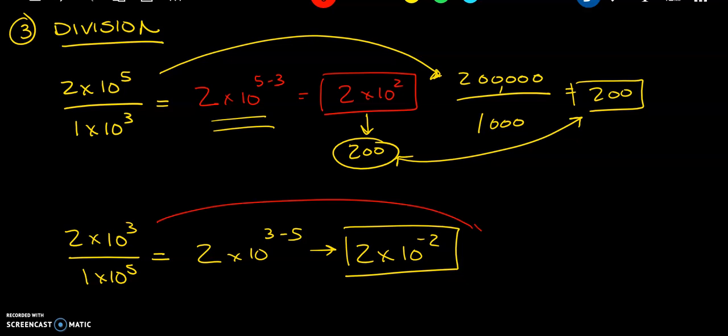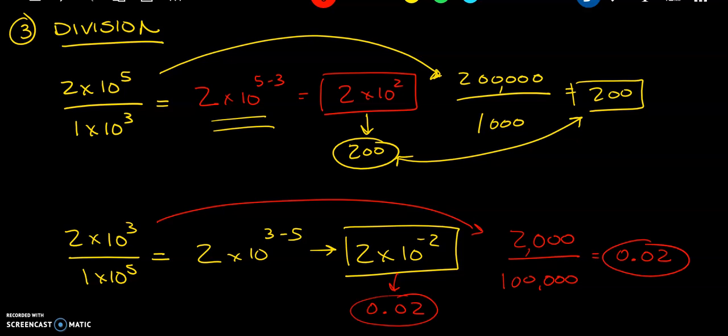So what if we come over here to the right and we say, well, what's 2 times 10 to the 3rd? That's 2,000. What's 1 times 10 to the 5th? That's 100,000. Now, all of a sudden, this should start making sense. This is not going to be a whole number, is it? This is going to be a number between 0 and 1. Well, what's 2,000 divided by 100,000? It's 0.02. Hey, what's 2 times 10 to the negative 2? You're right. It's 0.02. All right, so whether we just do the straight arithmetic or apply our scientific notation rules and our rules of exponents, we're going to get the same answer.